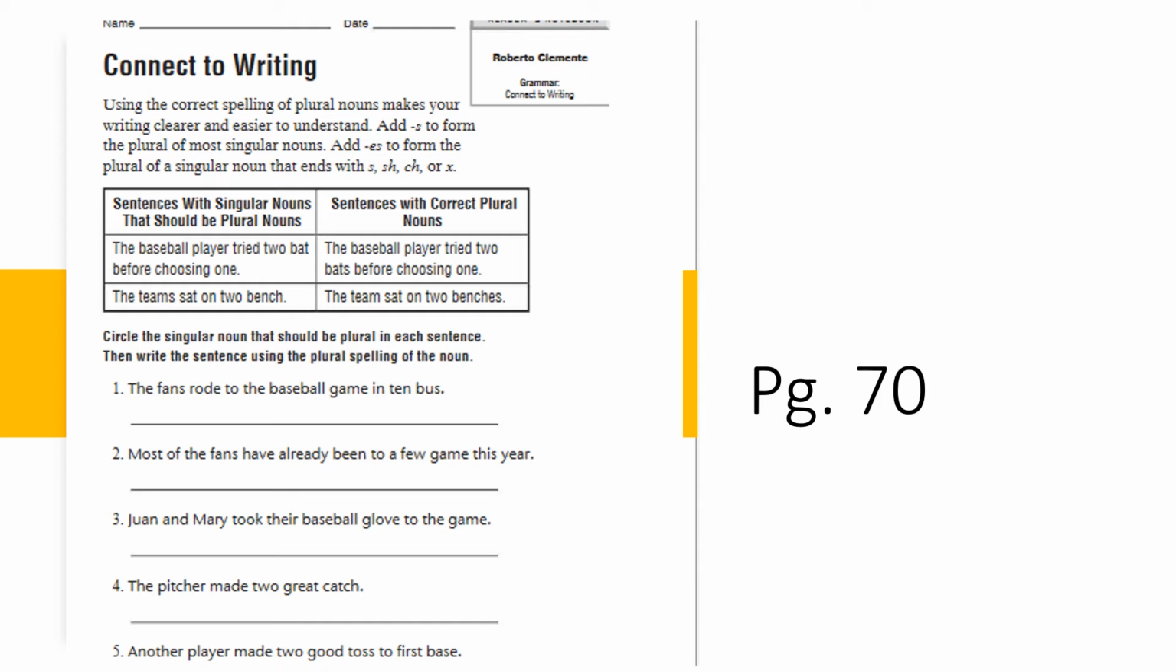For example, in the text box, they gave you 2 examples. The baseball player tried to bat before choosing one. So here we have a mistake. It's 2 bats. The teams sat on 2 bench. And here we have a mistake. It should be 2 benches. So circle the singular noun that should be plural in each sentence, and then rewrite the whole sentence correctly, writing the plural noun in the new sentence you write.